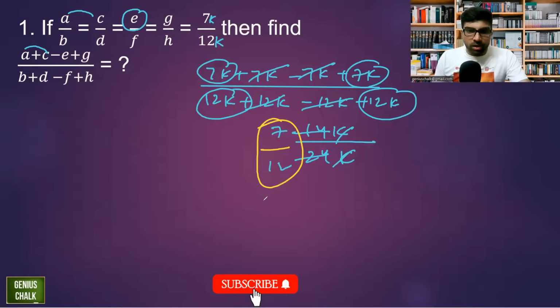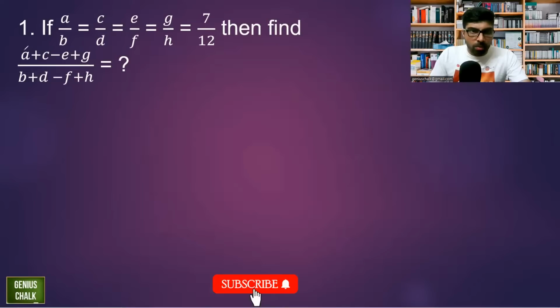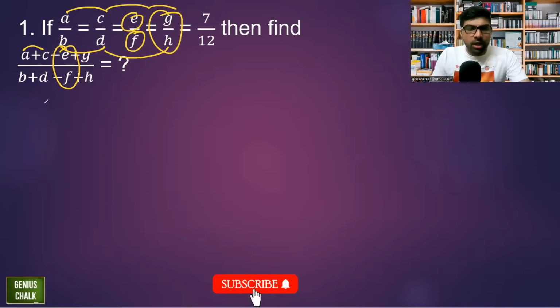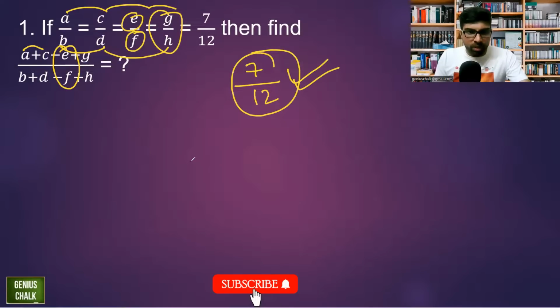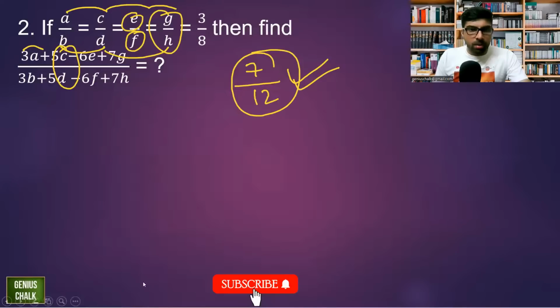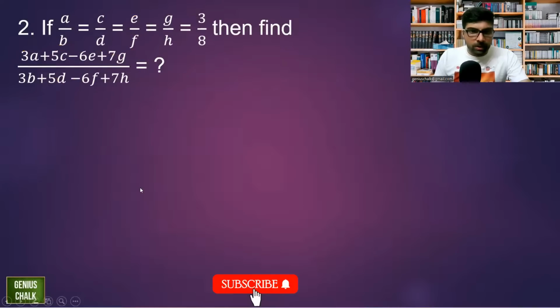So the concept is, whenever the same operation is done, like E and F are subtracted, and everything else is added in the numerator and the denominator, then there is no need to write this in the exam, guys. My answer has to be 7 by 12, right? Let's solve some more questions. Now again, one more.